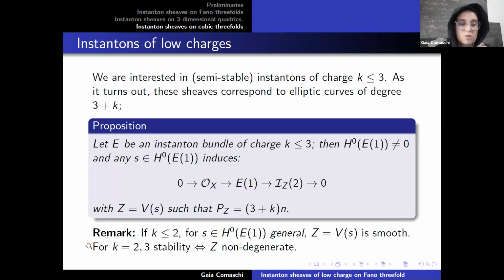And then we can also remark that for k equal to 2 and 3, in order to have stability, we need to ask the curve Z to be non-degenerate. Otherwise, when we twist this short exact sequence by -1, we will have here H0 of I_Z(1) different from 0, hence we will have a global section of E that will destabilize the entire sheaf E.